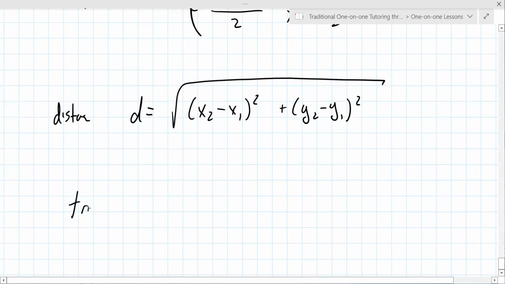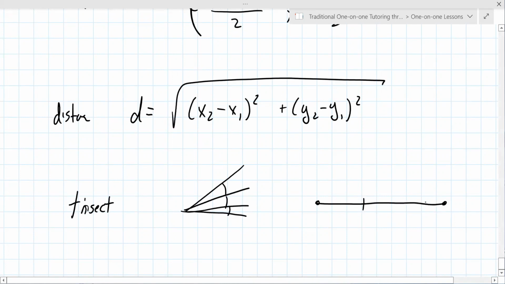Last thing I guess I'll throw at you is we've talked some about bisectors, but a trisector, and it could be an angle, cuts the angle into three equal parts. You can also trisect a line so that all parts are equal, like that.